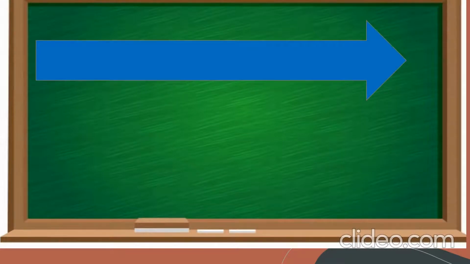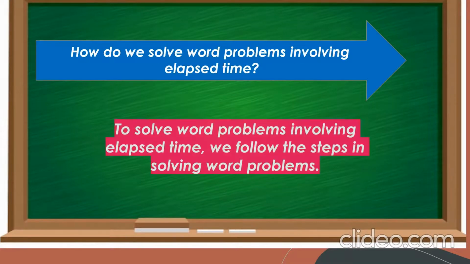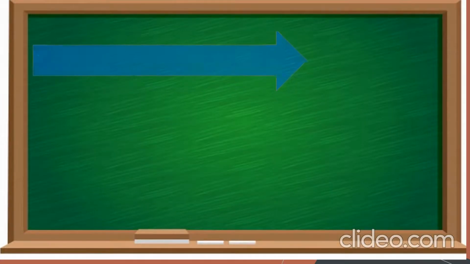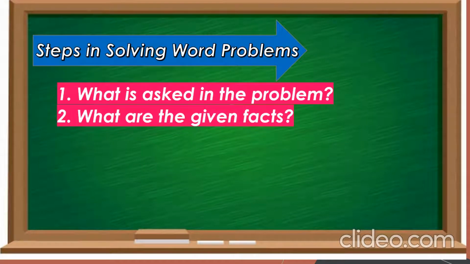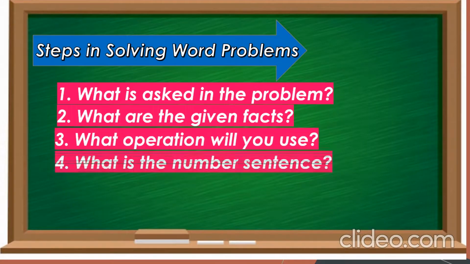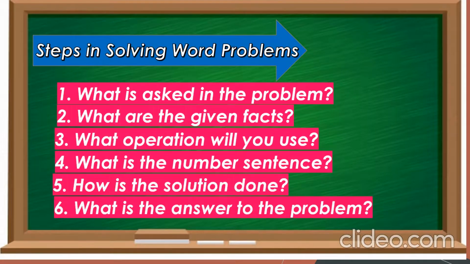So, remember children, how do we solve word problems involving elapsed time? To solve word problems involving elapsed time, we follow the steps in solving word problem. And what are the steps in solving word problems? Number 1, what is asked in the problem? Number 2, what are the given facts? Number 3, what operation will you use? Number 4, what is the number sentence? Number 5, how is the solution done? And number 6, what is the answer to the problem?